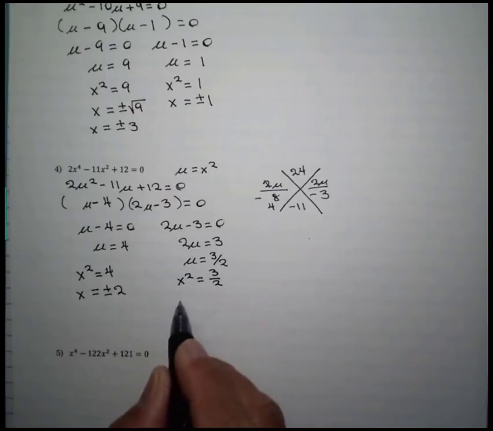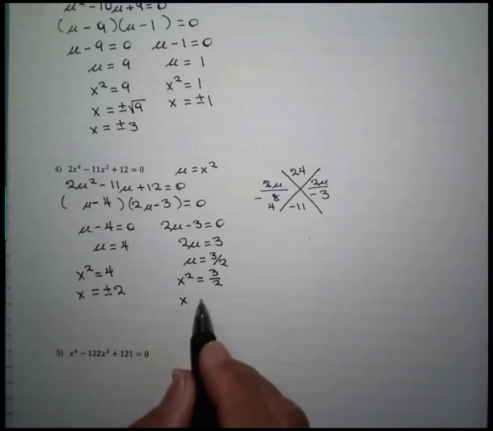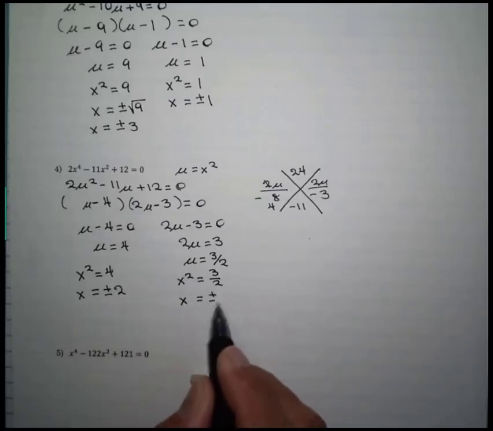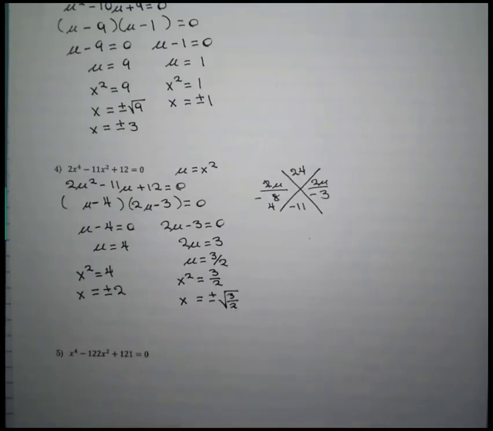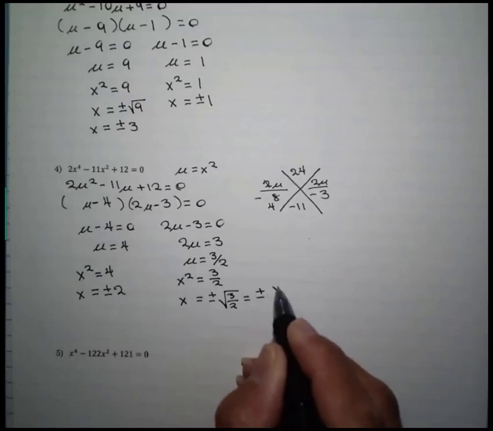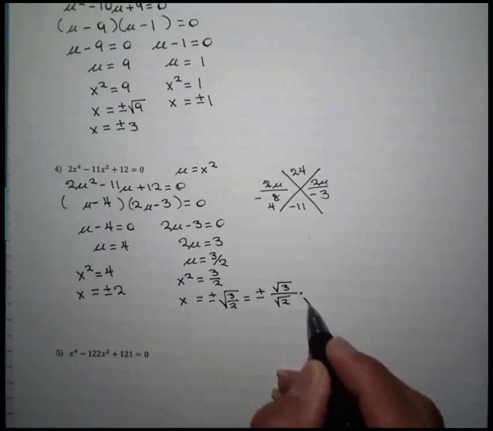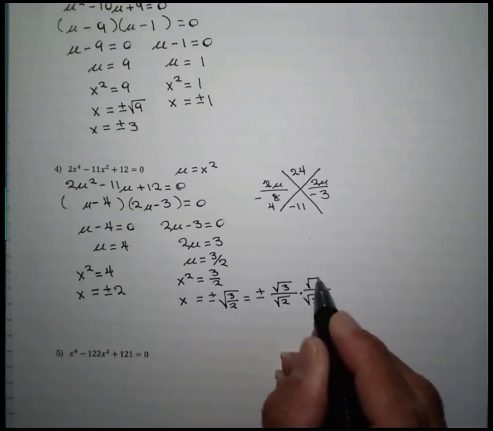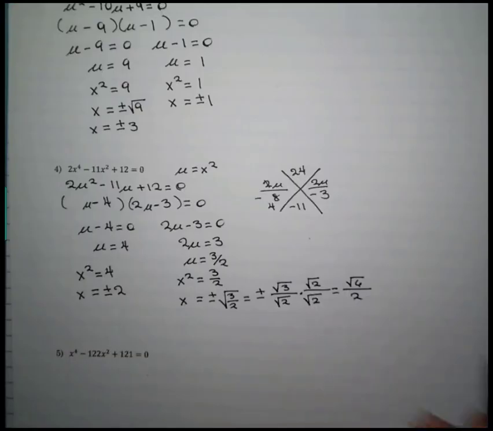So when I take the square root of this first side, this is going to be x, right? And this is going to equal plus or minus the square root of 3/2, isn't it? Well, that's fine, but I can't leave that radical in the denominator, so I'm going to have to get rid of it. The way I would get rid of it is think about it like this. This is really equal to plus or minus the square root of 3 over the square root of 2, isn't it? And I'm going to multiply that times the square root of 2 over itself, which would give me the square root of 6 over 2, right?